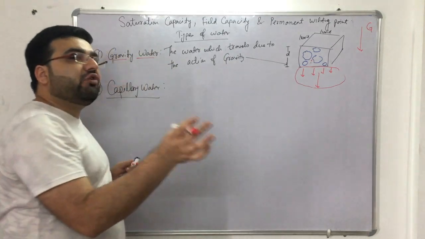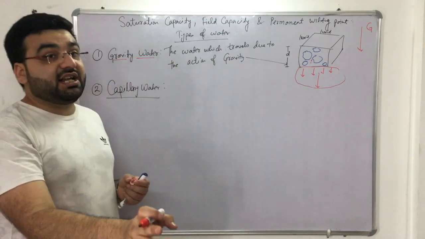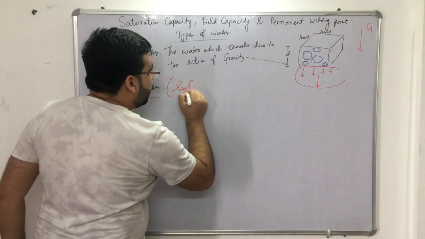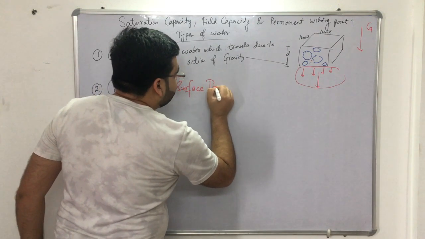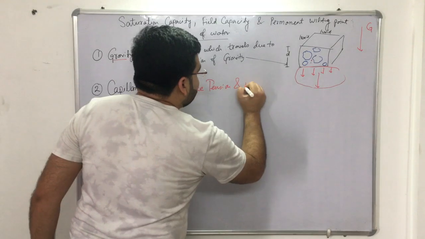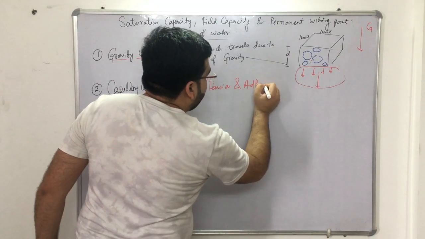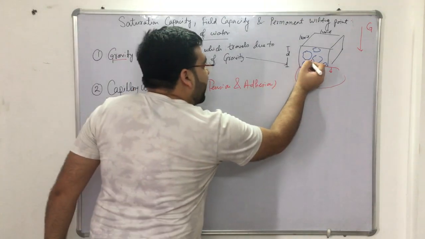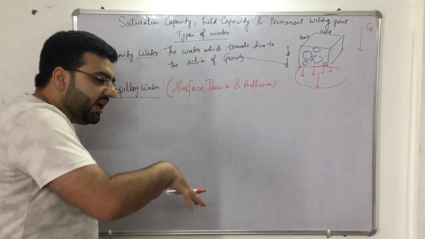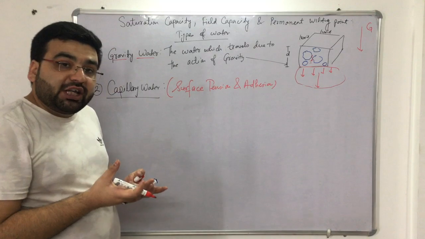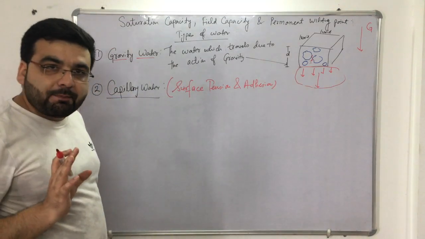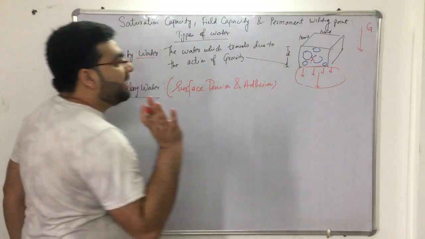And due to the forces of adhesion and surface tension, it is very important that capillary water is due to surface tension and adhesion, right? These two forces are acting, right? So it will rise to some amount, right? Or you can say it will be held by the soil molecule or soil particles, and this water is known as the capillary water. Clear? And this action is known as the capillary action.